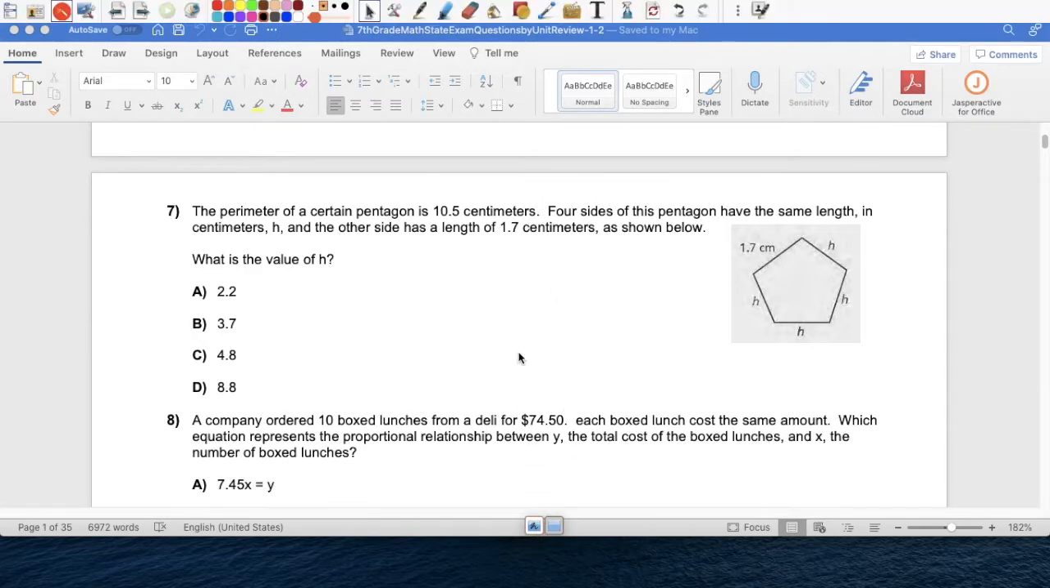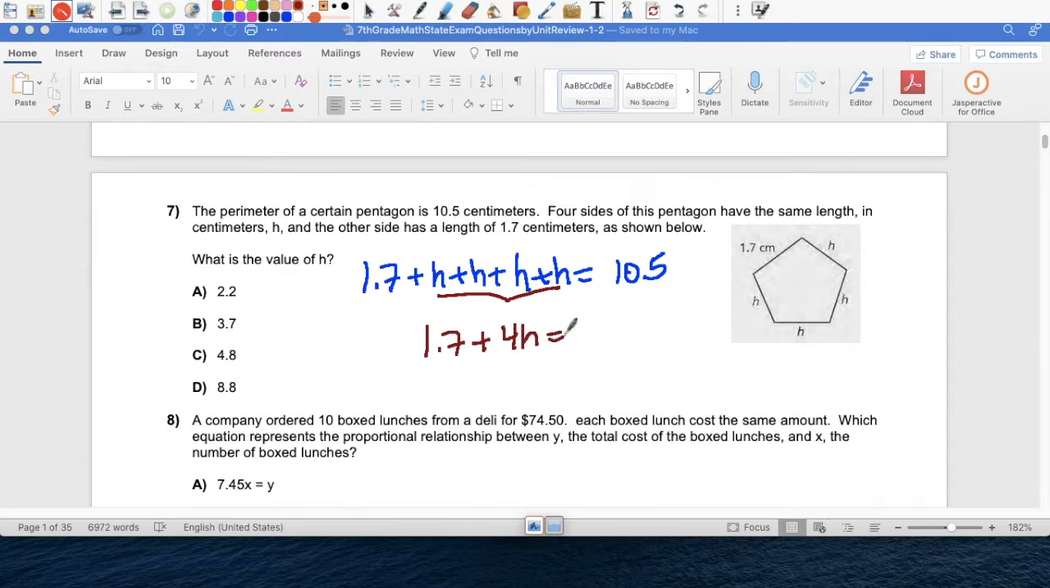Okay, so we can do it several ways. I know that 1.7 plus h plus h plus h plus h has to equal 10.5. You can combine these four and simply write 1.7 plus 4h equals 10.5. It becomes a two-step equation. My variable h is being multiplied by 4, and 1.7 is being added, which gives us 10.5.